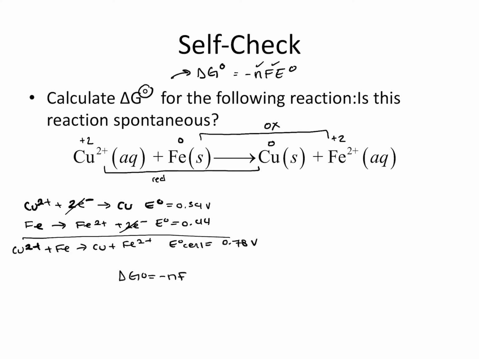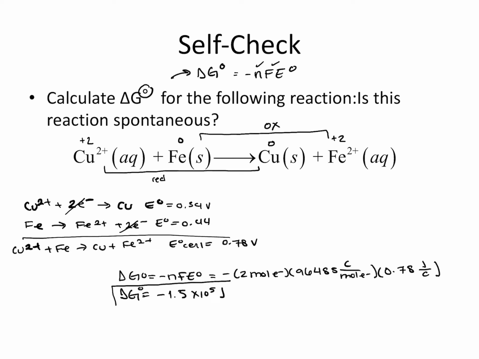So then I want to plug everything into my equation. Well, N is the number of moles of electrons. How many moles of electrons do I have? There's a change of 2. So I have negative, you keep the negative sign, 2 moles of electrons. My Faraday's constant, 96,485 coulombs per mole electron, times 0.78 volts, which is also joules per coulomb. And that gives you the Gibbs free energy is equal to negative 1.5 times 10 to the 5th joules. Because the Gibbs free energy is negative, this is a spontaneous process.